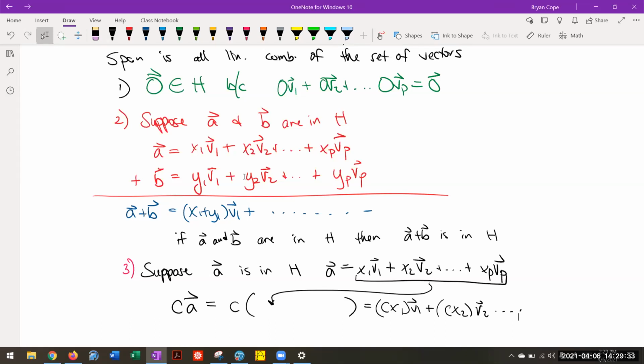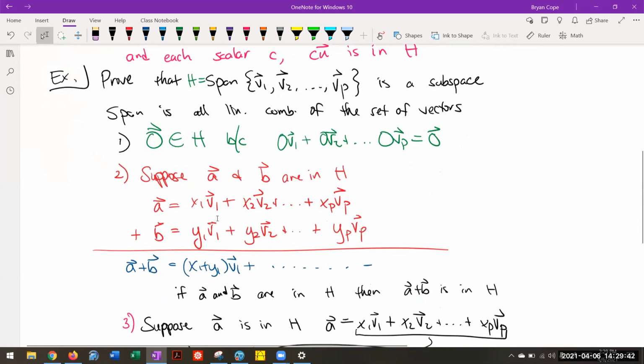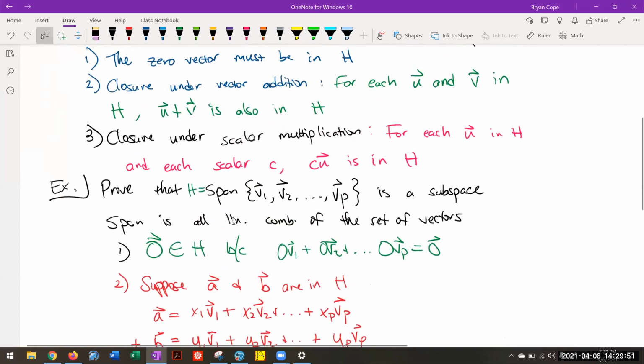No, so go back to the definition up at the top where it says for each U and V in H. So how do we proceed? We pick the U and V in H. So we picked an A and a B, they're arbitrary, and that means that they can be written like this, as these two long expressions. Yeah, and then we said, now add them and see if that result is also in H. So when we add them, do we still get a vector that can be written as a linear combination of the others? Okay. And we do.